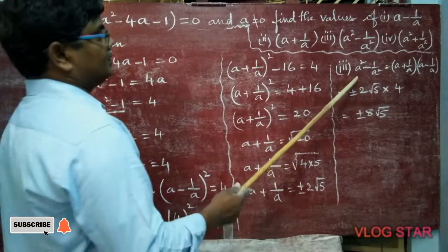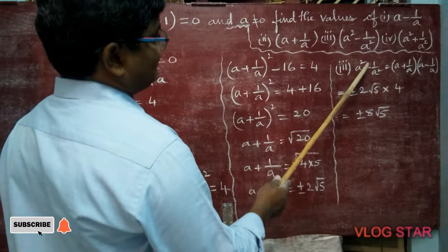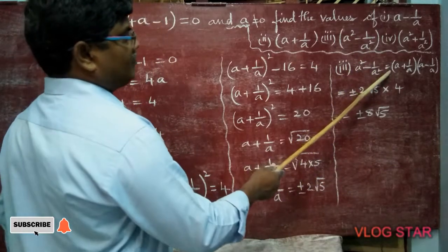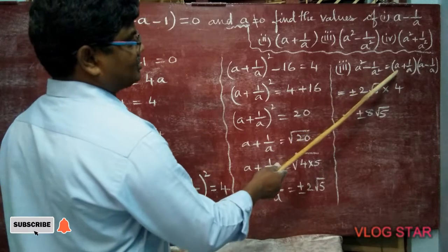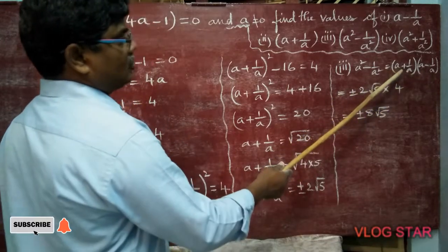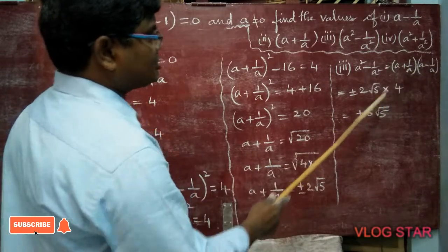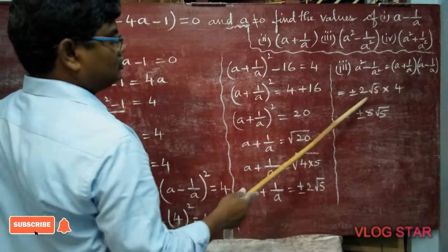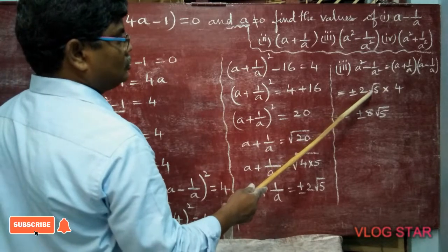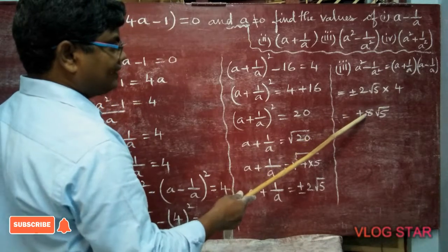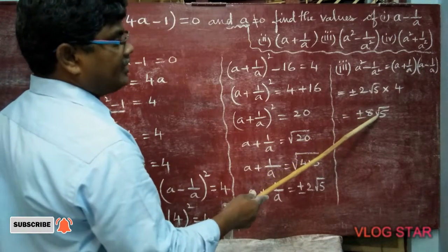Now third bit. They are asking to find a square minus 1 by a square. It is in the formula of a square minus b square is equal to (a plus b) into (a minus b). So (a plus 1 by a) into (a minus 1 by a). Just now we got the values of these two. So plus or minus 2 root 5 into 4. 4 twos are 8. So plus or minus 8 root 5.